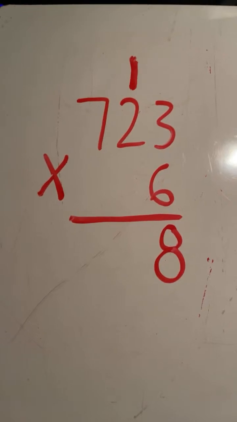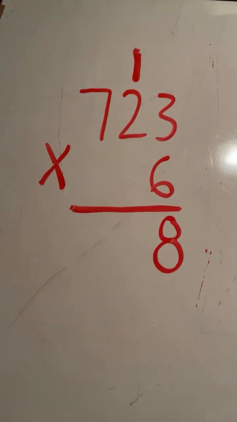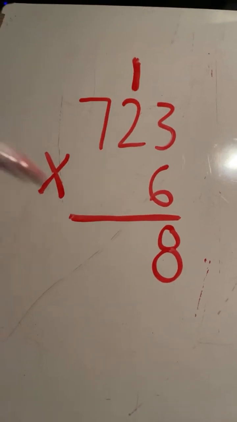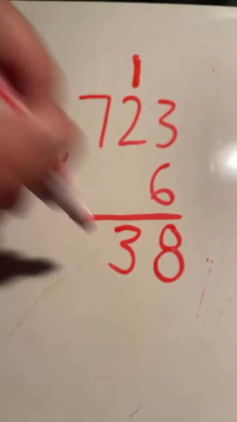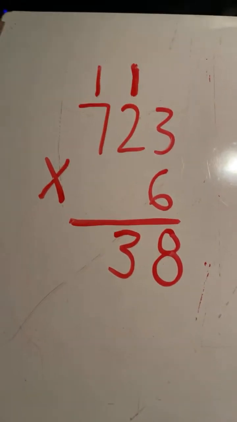2 times 6 equals 12. We have to add the 1 that we carried over. 12 plus 1 equals 13. So again, we regroup because our product is more than 10. The 3 in 13 goes in the tens place. The 1 gets carried over to the hundreds place.